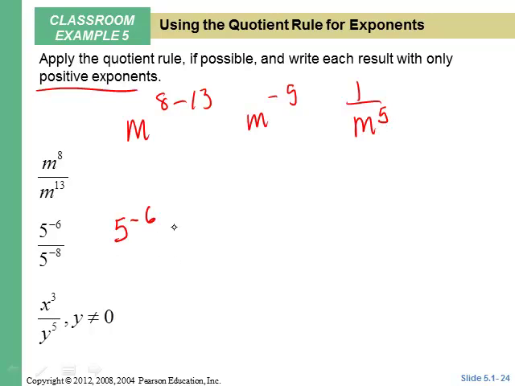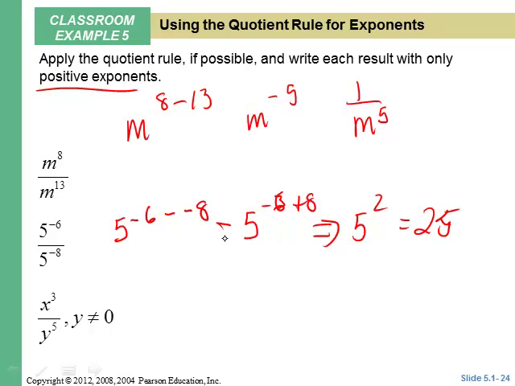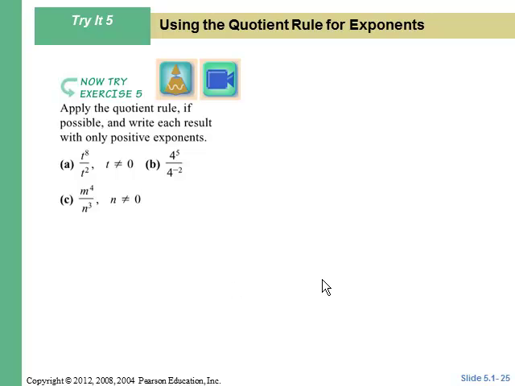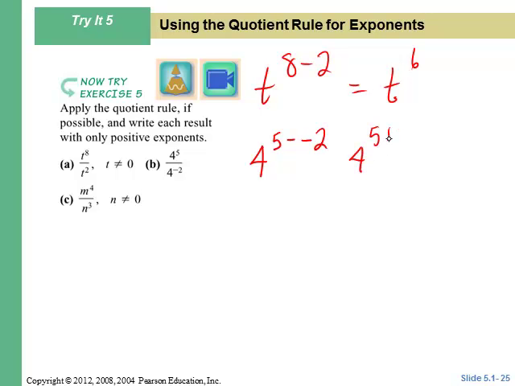This is 5 to the negative third minus negative 8, which is 5 to the negative 3 plus 8, which is 5 to the fifth. Last one, you can't simplify this because they don't have the same bases. Okay, t to the 8 minus 2, which is t to the 6th. 4 to the 5 minus negative 2 is 4 to the 5 plus 2, which is 4 to the 7th. Last one you can't simplify because the bases aren't the same.